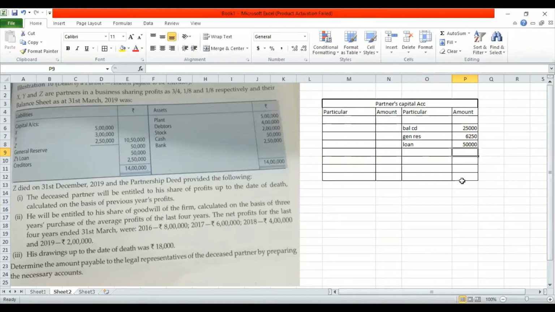The deceased partner will be entitled to his share of profit up to the date of death, calculated based on the previous year's profit. Do you know what the previous year's profit is? Let's read the next part of it. He is also entitled to his share of goodwill of the firm, calculated on 3 years of purchase of the average profit of the last 4 years. The net profit for the last 4 years has been given as 8 lakh, 6 lakh, 4 lakh and 2 lakhs.